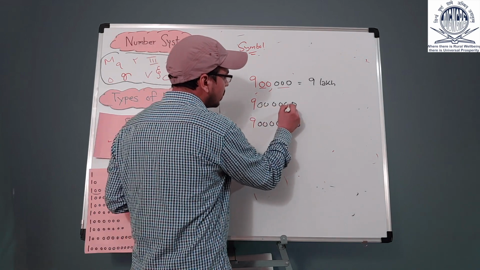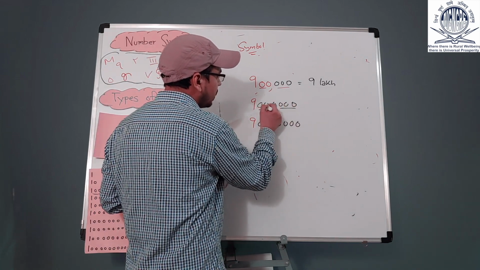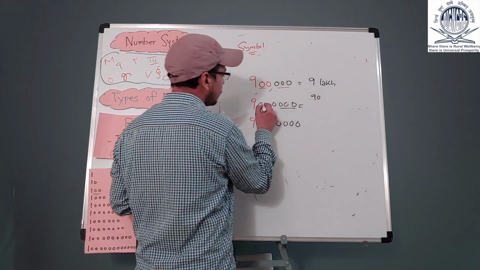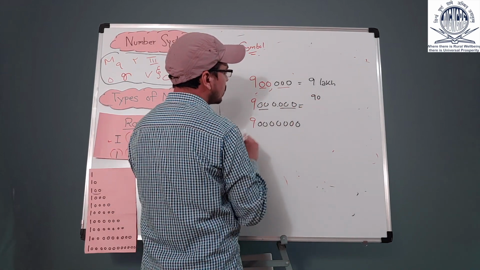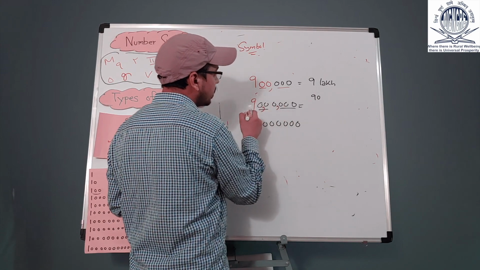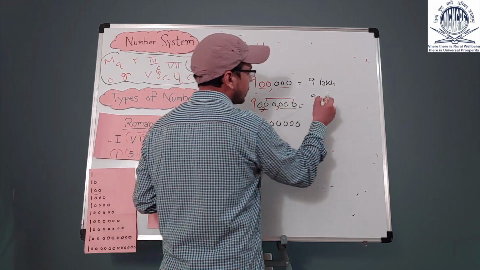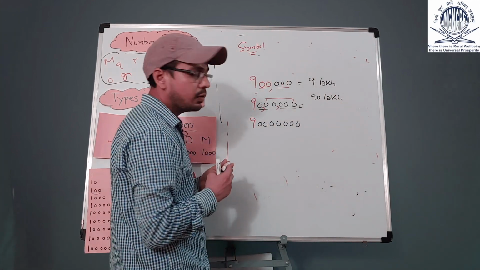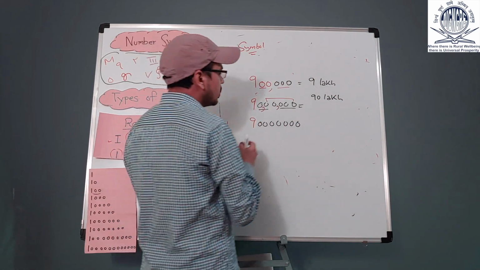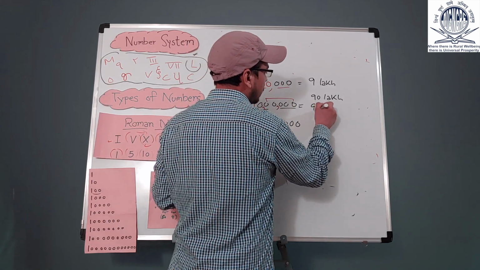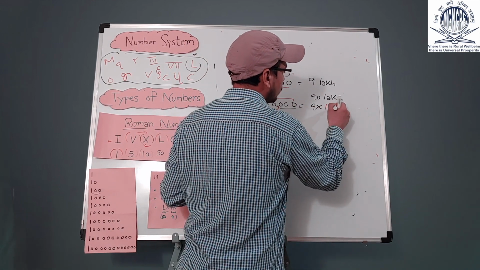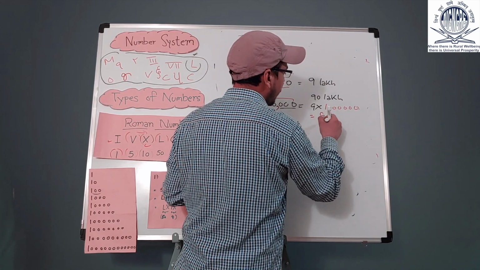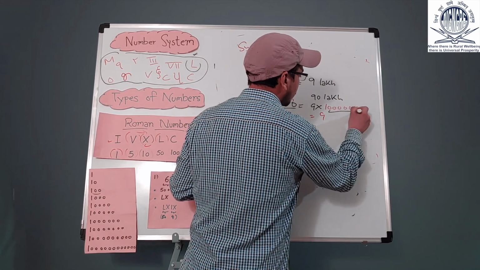Now if we have 4 zeros and 2 zeros, we can call it 90 lakhs, putting these commas over here. Or in the international system of counting, we'll simply count the number of zeros. So I have 6 zeros, so I can write 9 into 1, 2, 3, 4, 5, 6, and this can be called 9 million.